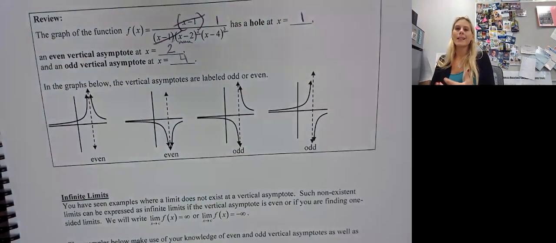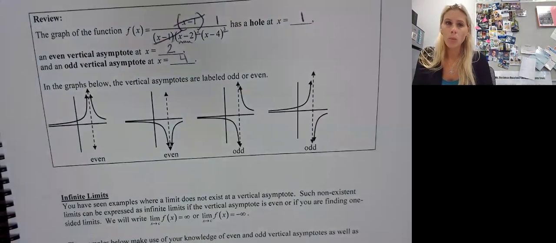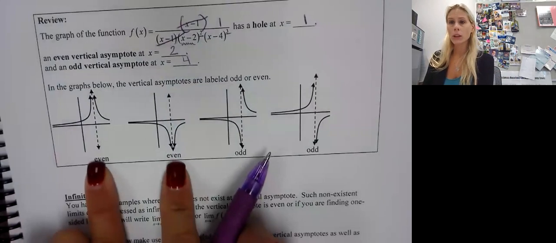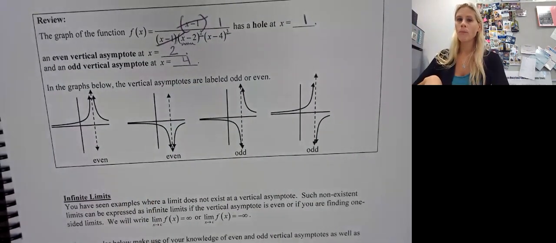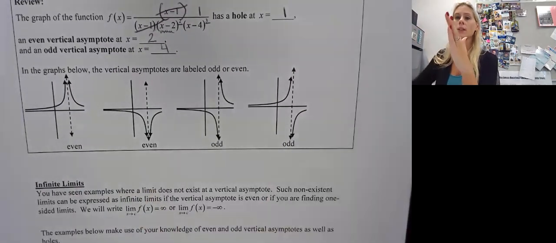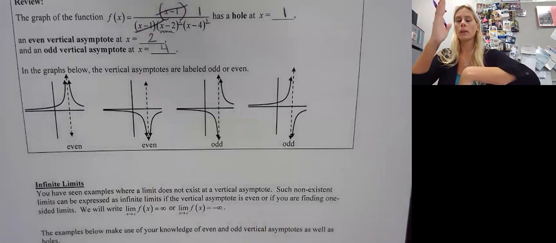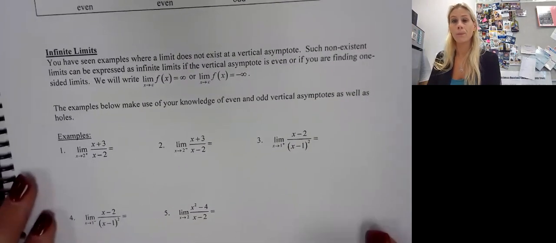Now, why is it so important to describe it as even or odd? Well, even asymptotes will go in the same direction from both sides. So it will either go up or down. Where odd ones go in opposite directions. So if you know the left side, you know the right side. Same thing as if I go down on the left, I go up on the right. Okay, so that's a quick review.